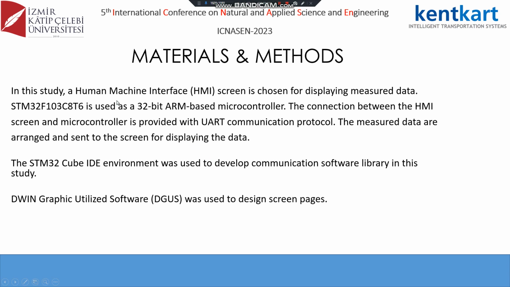In this study, a human-machine interface screen is chosen for displaying measured data. STM32F103C8T6 is used as 32-bit ARM-based microcontroller. The connection between the HMI screen and microcontroller is provided with UART communication protocol. The measured data are arranged and sent to screen for displaying the data. The STM32CubeIDE environment was used to develop communication software library in this study. The DWIN Graphic Utilized software, which is DGUS, was used to design screen pages.